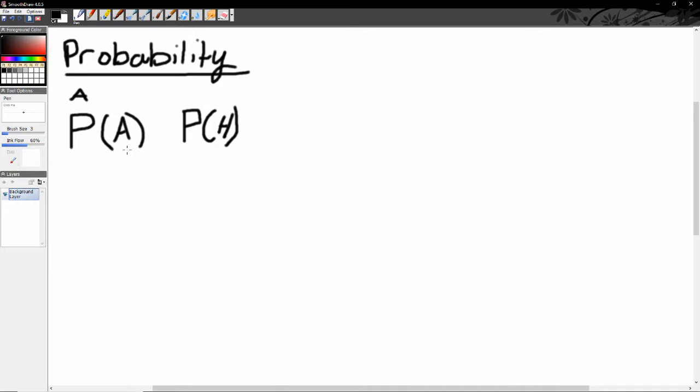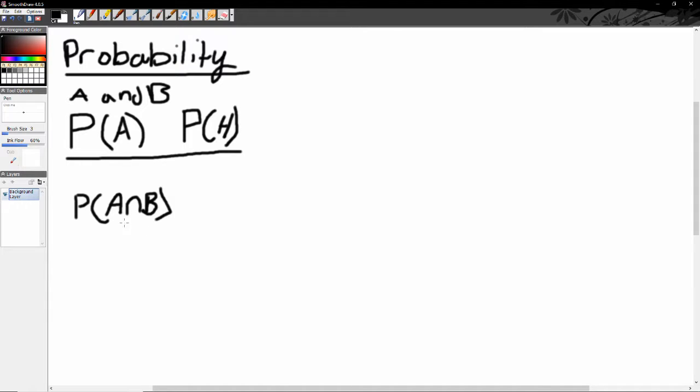So now, this is the probability for a single event. Let's say you wanted to do the probability for two events. You had events A and B. You could do this in a few different ways. The first way is if you wanted to know the probability that both A and B happen. The way that you would write that is probability of A and B.